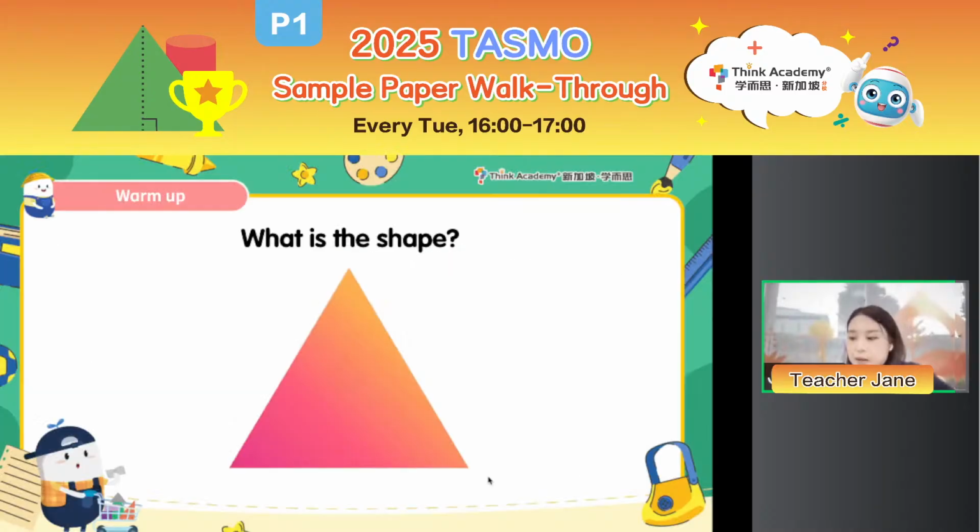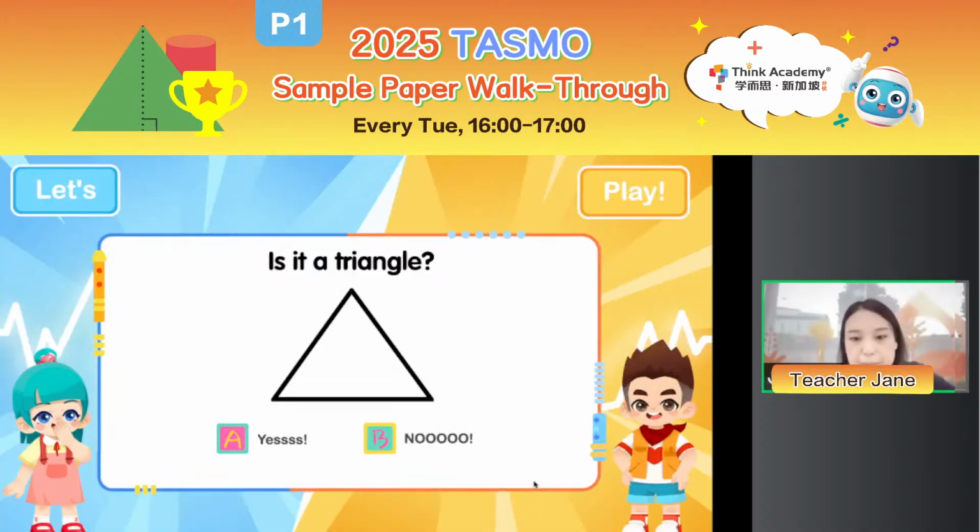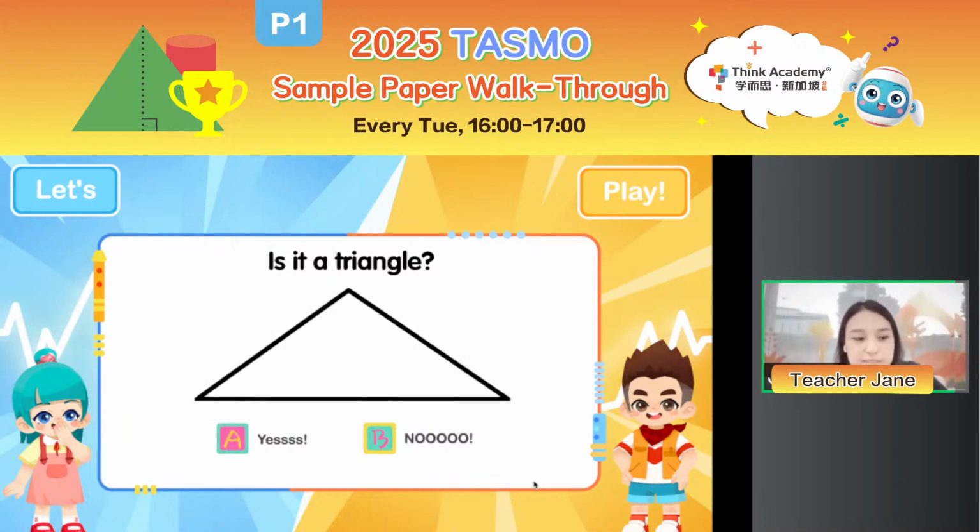Okay, so this time, everyone, let's move on. But before that, let's see what is this shape. Can you tell me? Yeah, this one is a triangle, right? Okay, good job. Then we can see triangle. Let's see, quick quiz time. Is this a triangle, A or B? Yes, this is a triangle, right? And then how about this one?